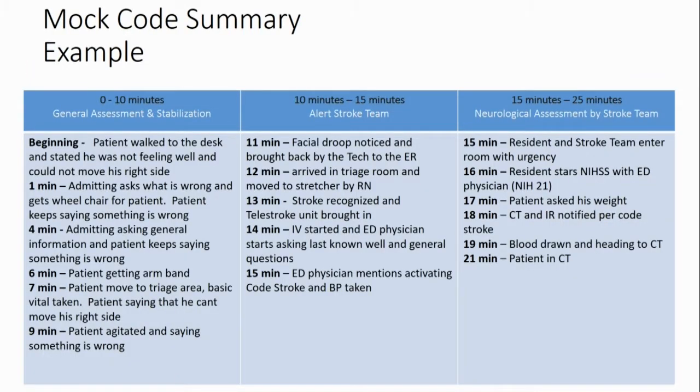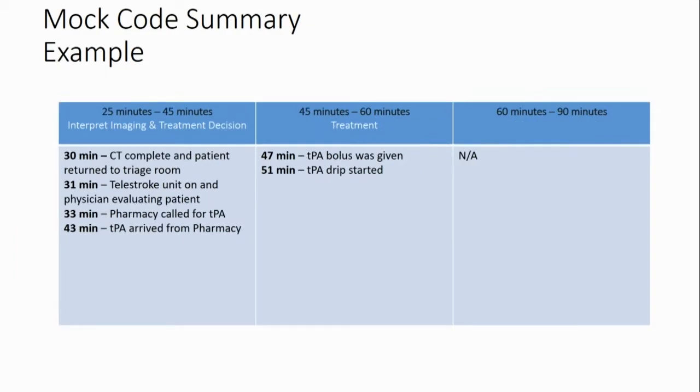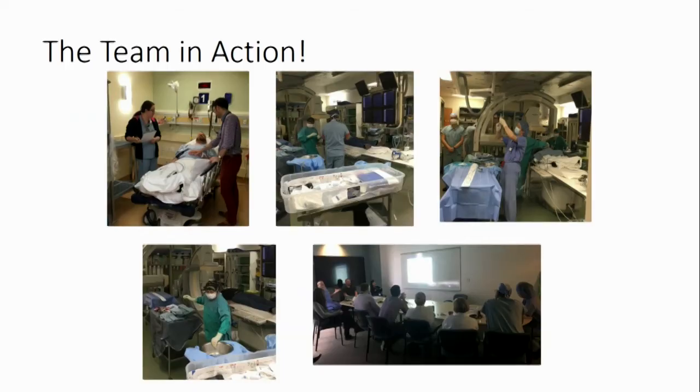So what the mock code summary looks like: they'll go through a couple of different pieces. General assessment, stabilization, alerting the stroke team, neurological assessment by the stroke team, and they'll break that down into how many minutes it took and what they observed. They'll take notes through the process of what was broken, what was fixed, what worked very well, and what they noticed last time if we're doing this on a quarterly or semi-annual basis, and then present it back to the team at the end. That's how the process looks.